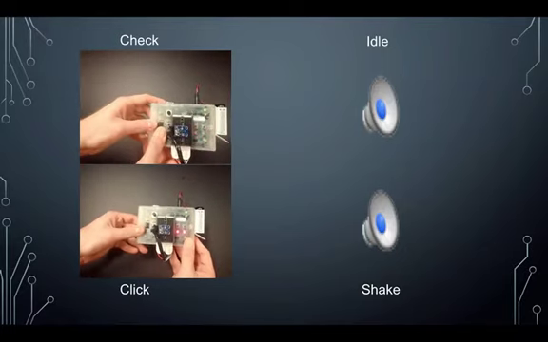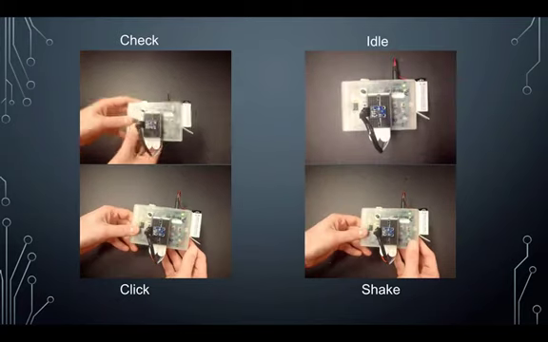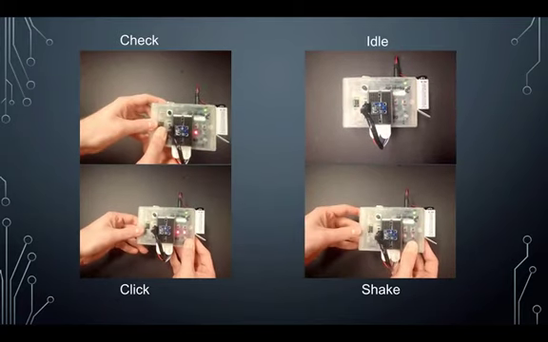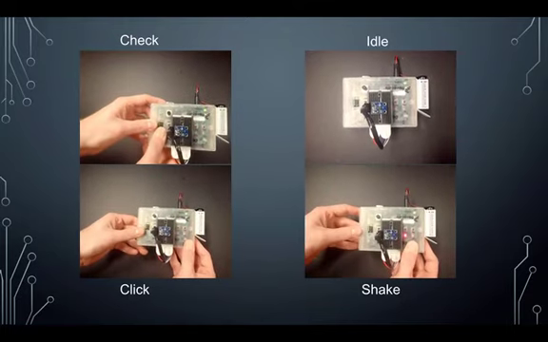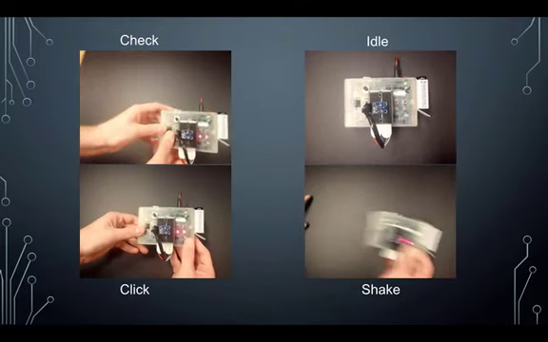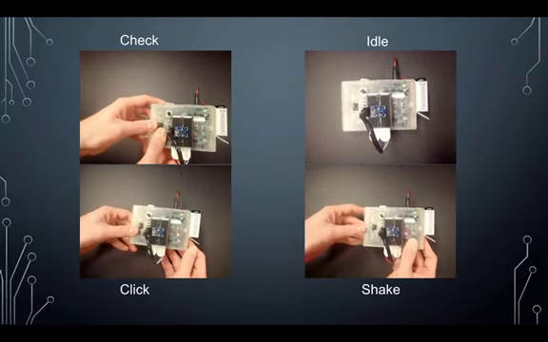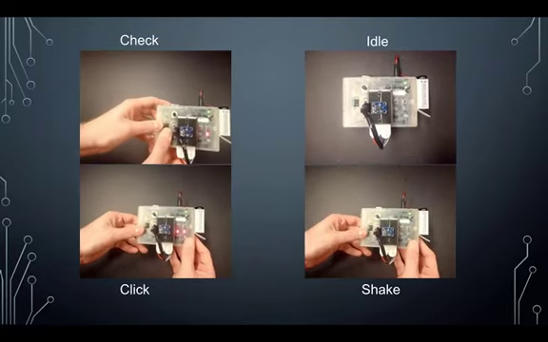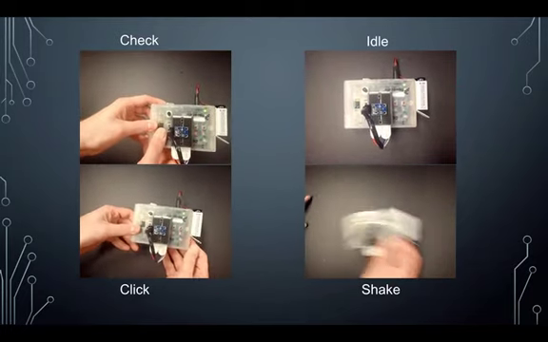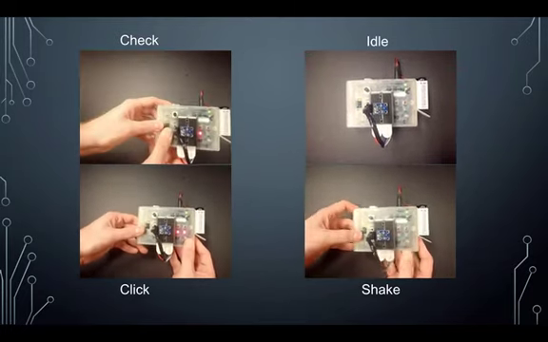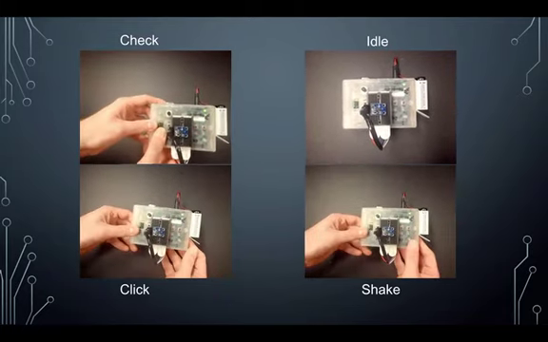As seen in these videos, a unique LED code is assigned to each movement. Check reports its occurrence with a bouncing pattern between the two LEDs. A click is shown by holding the LED solid for a few moments, while a shake causes the LEDs to flash, alternating rapidly. When none of these movements are detected, the system enters an idle state and uses the LEDs as a constant timer, flashing every 2 seconds.